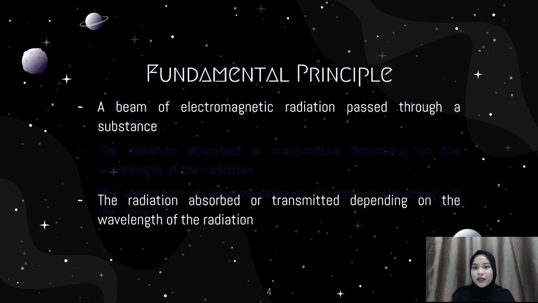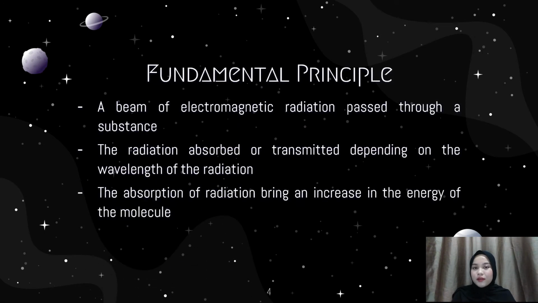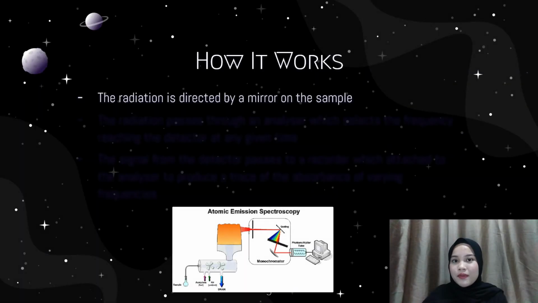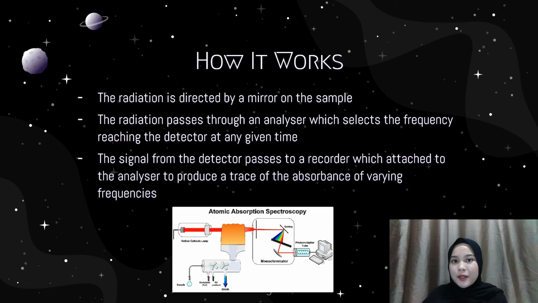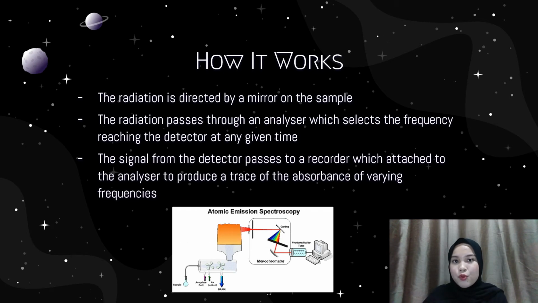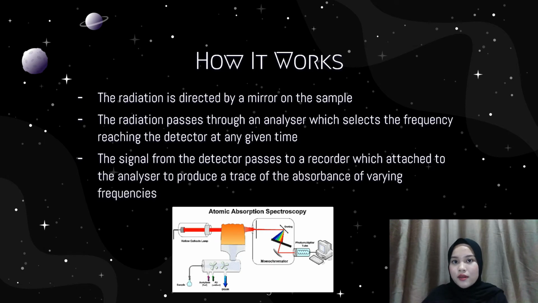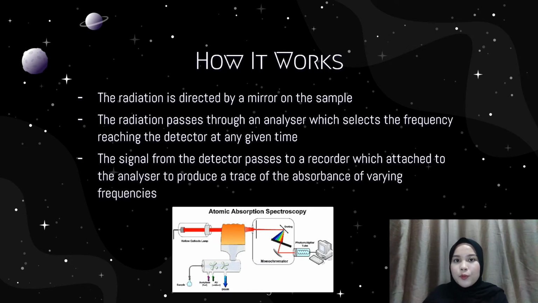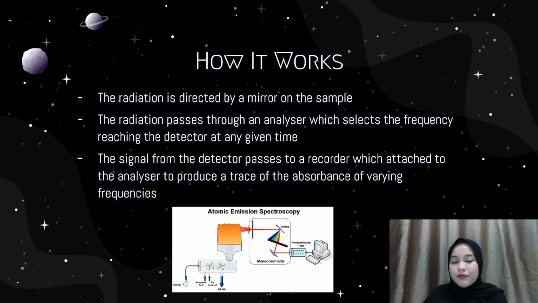The principle of AAS: when a beam of electromagnetic radiation passes through a substance, the radiation may either be absorbed or transmitted depending on the wavelength of the radiation. The absorption of radiation would bring an increase in the energy of the molecule. How does it work? The radiation from the source is directed by a mirror onto the sample. The radiation then passes through an analyzer, which selects the frequency reaching the detector at any given time. The signal from the detector passes to a recorder attached to the analyzer to produce a trace of the absorbance of varying frequencies.